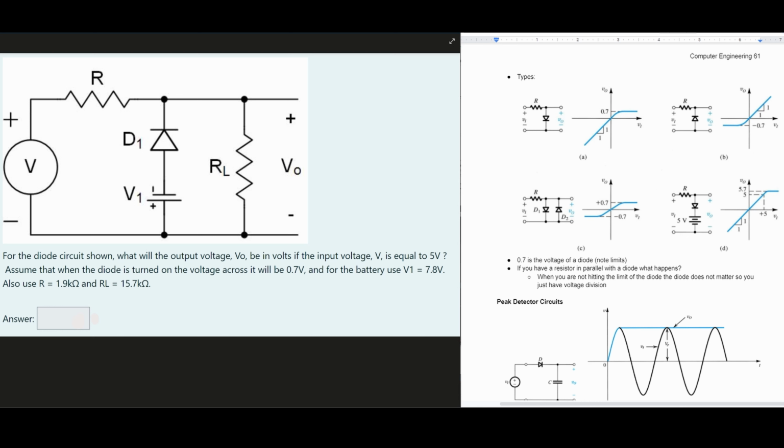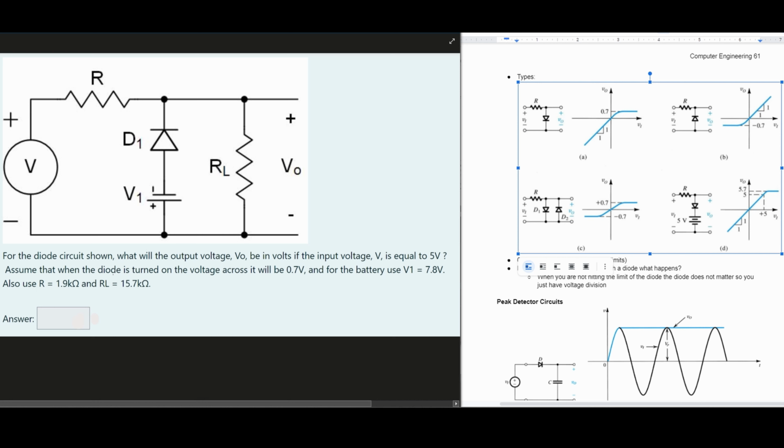For our diode circuit, this is going to work very similar to other circuits, even if it's a little bit different. We're just going over the different types and what it means. What will the output voltage V out be? So we're finding the voltage output. We're asked what it will be in volts if the input voltage V is equal to 5 volts.